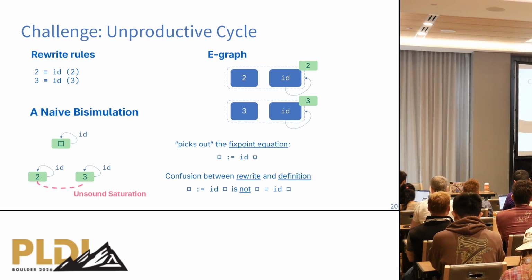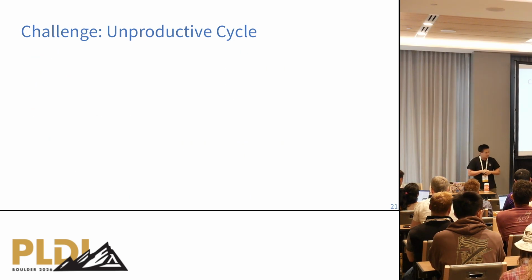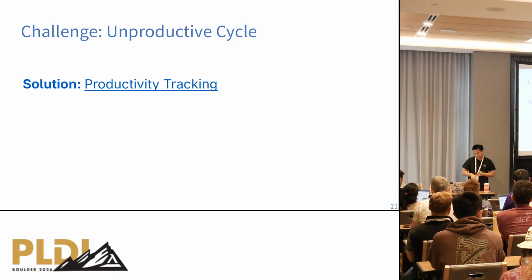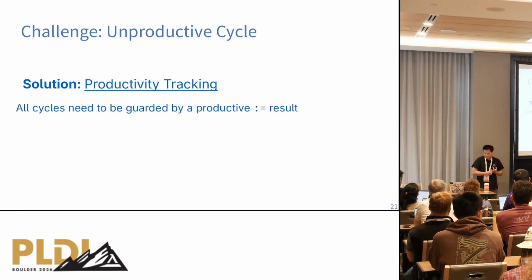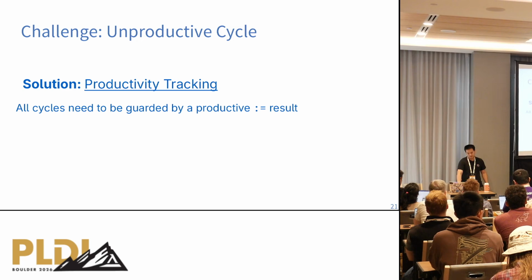And box defined as ID of box is not the same as box equals ID of box. So this is very, very subtle. And the solution, as you probably guessed from the name, is some sort of productivity tracking. All cycles need to be guarded by a productive result, that is, one of these transitions marked by the equal sign.